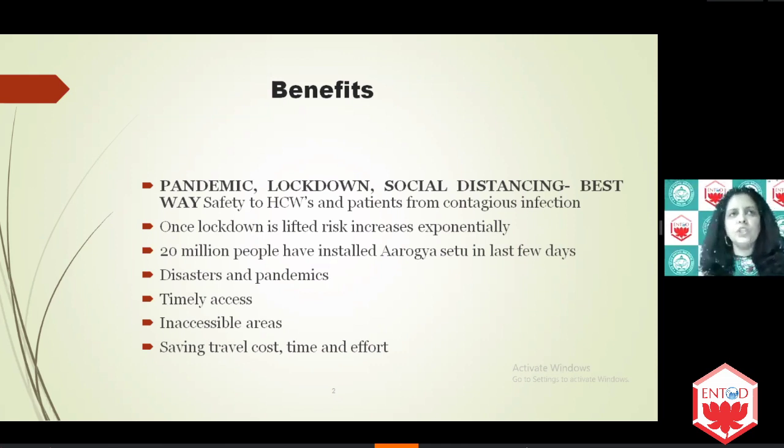As per government orders, most of our hospitals and clinics are open, but we are allowed to see only emergency patients. So telemedicine becomes the only option for patients who want elective consultations.